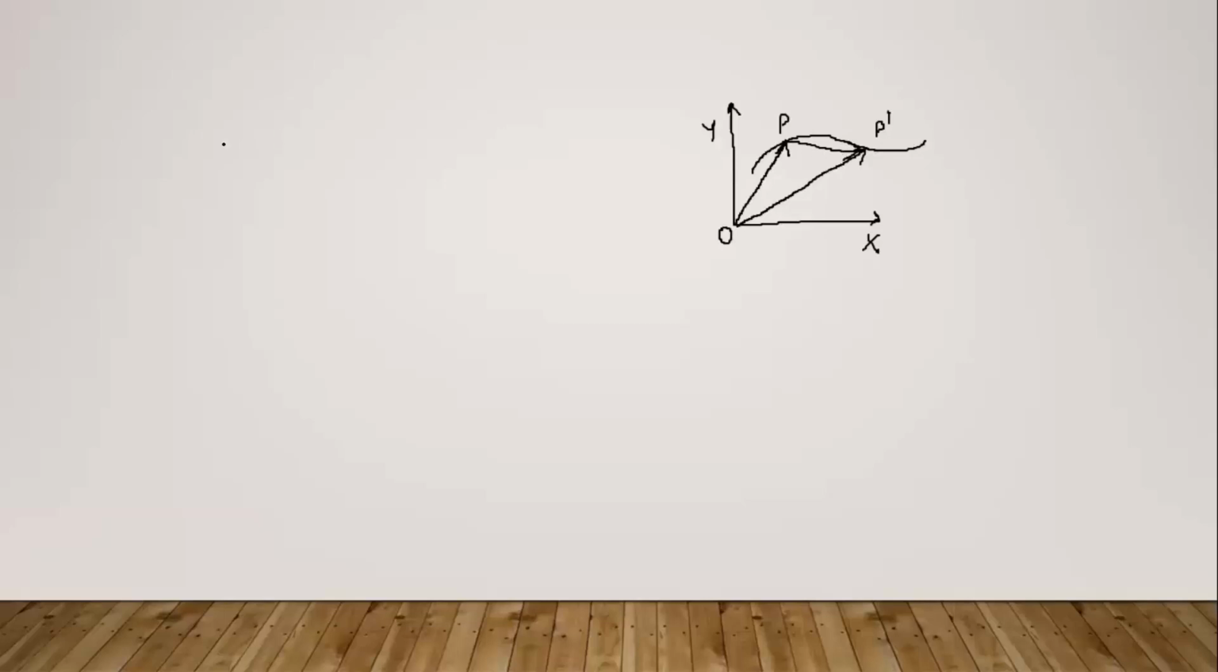So this PP dash vector is the displacement vector. Now, the thing here we should remember is that if suppose we are talking about P, the position vector which is related to P will be x i cap plus y j cap.